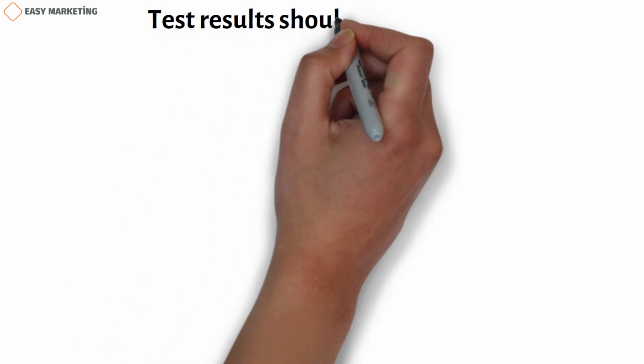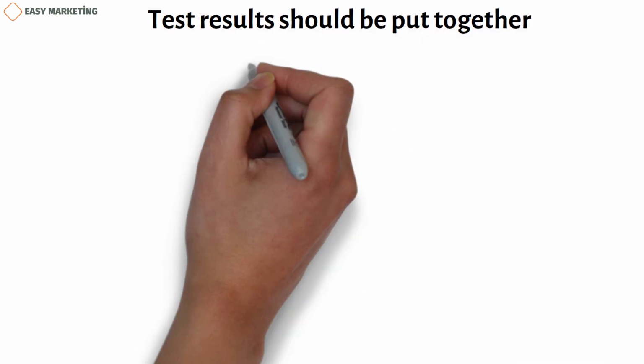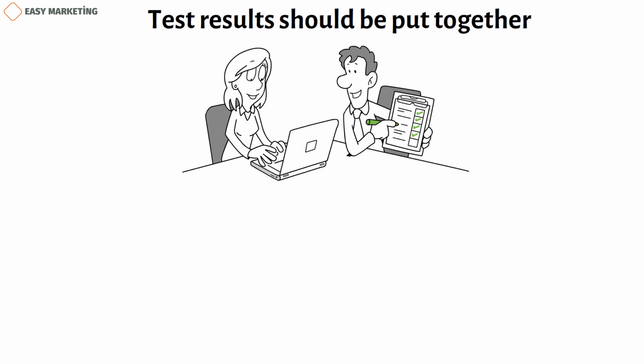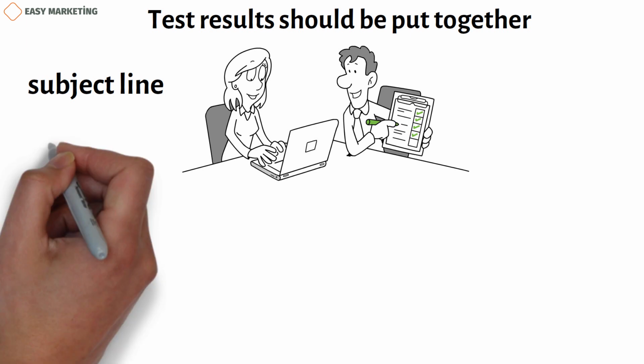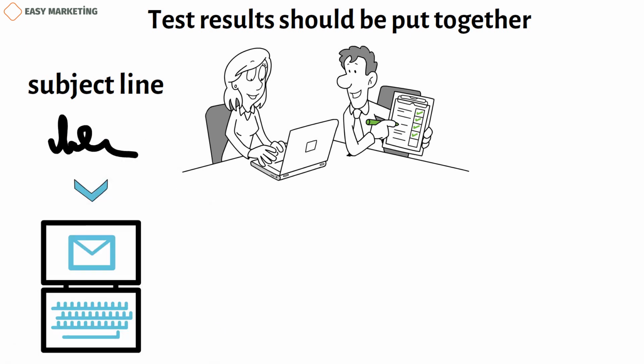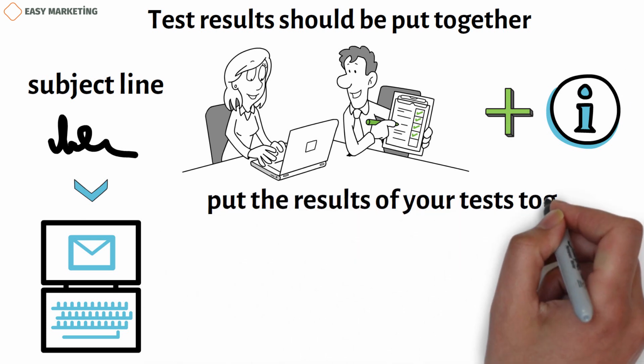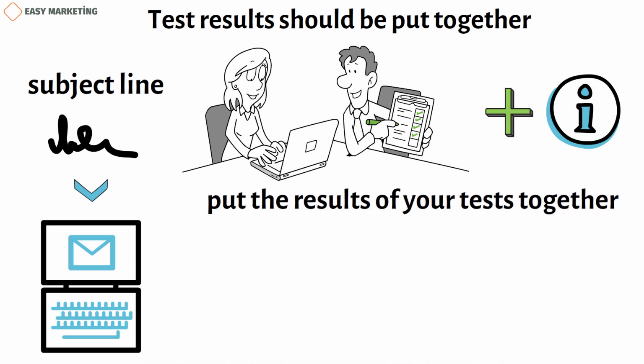Test results should be put together. You can also look at different parts of pages that have already been tested to improve them. For example, if you tested the subject line of an email first, you would then test the text in the email's body. The more tests you do, the more information you get. When you put the results of your tests together, you can improve your campaigns even more.